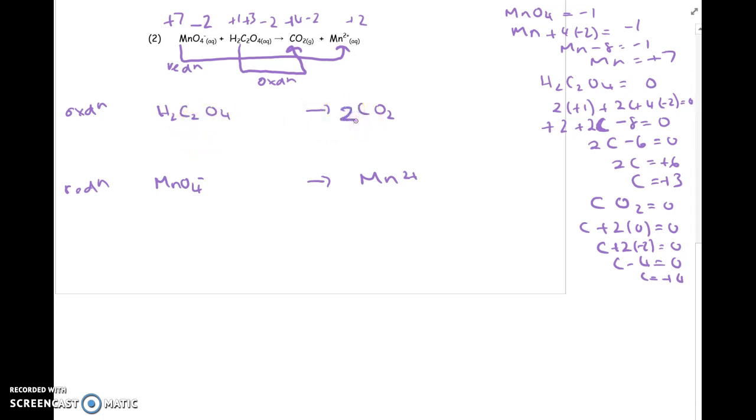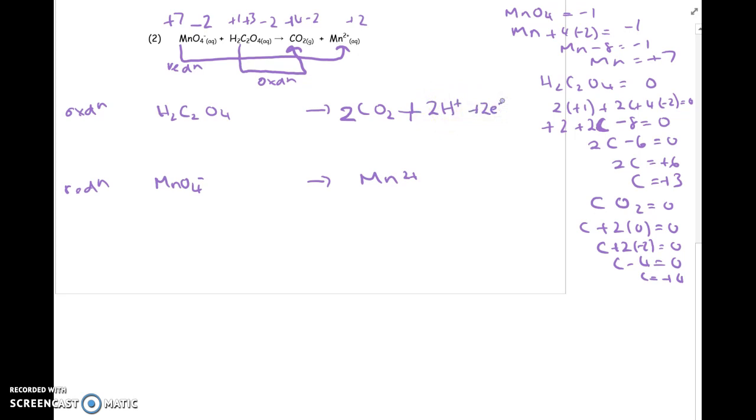Now we balance for oxygen by adding water. We've got 2 times 2 is 4 oxygen here and 4 oxygen here, so that's balanced. We balance for hydrogen by adding hydrogen ions, so there's 2 on this side, so we're going to add 2 hydrogen ions. And we balance for charge by adding electrons to the most positive side. This side adds to 0, this side adds to 2 lots of positive 1, so plus 2 electrons.